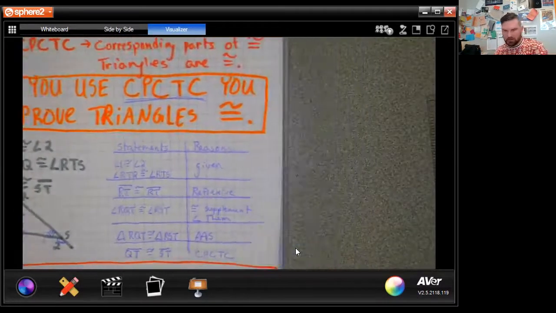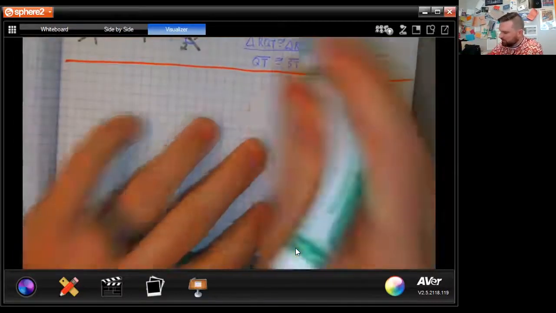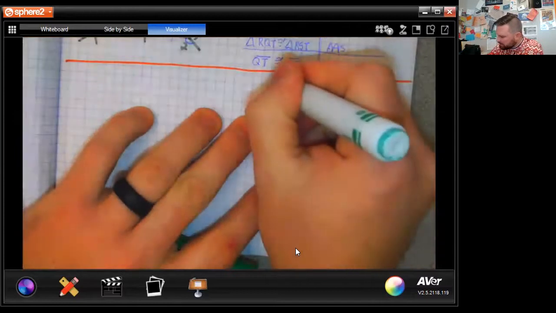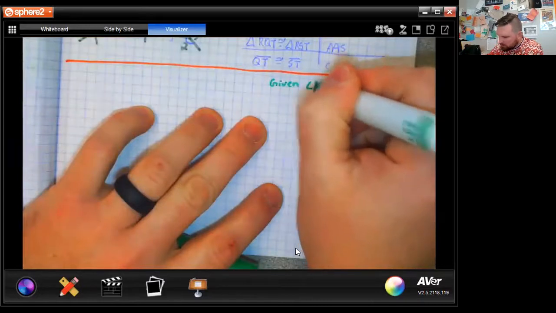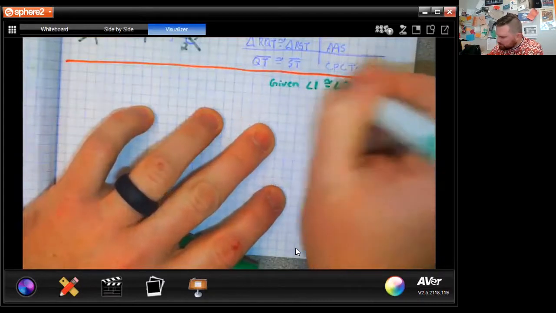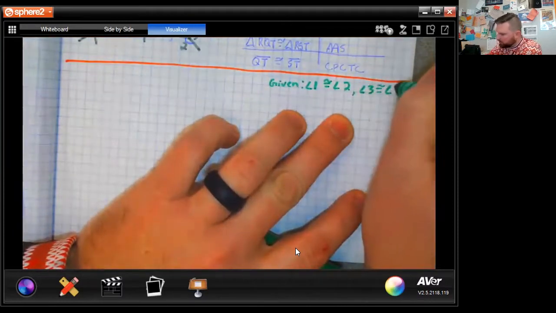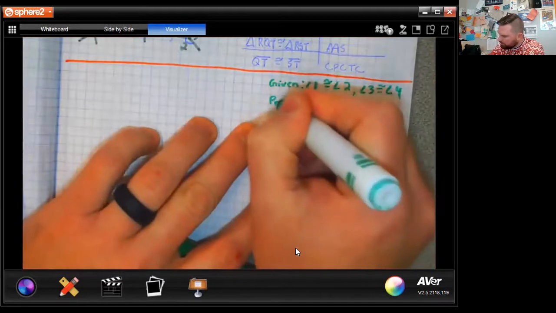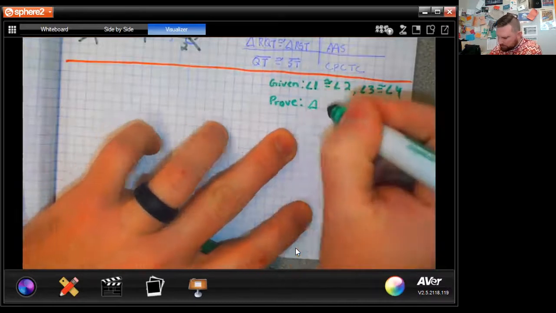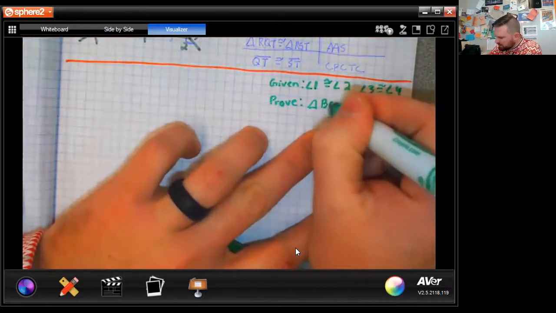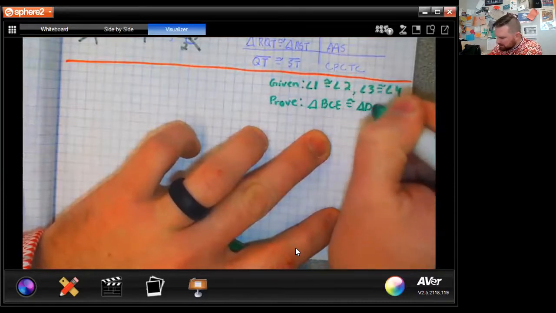Okay, let's look here at another one. So given, I'll kind of flip-flop here. So given that angle 1 is congruent to angle 2, and angle 3 is congruent to angle 4, prove that triangle BCE is congruent to triangle DCE.